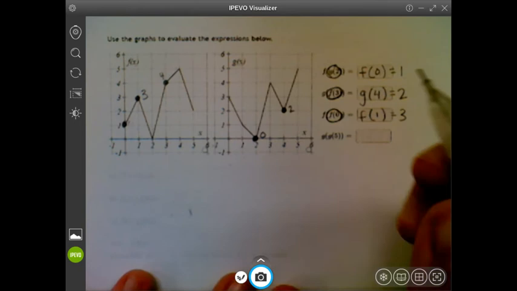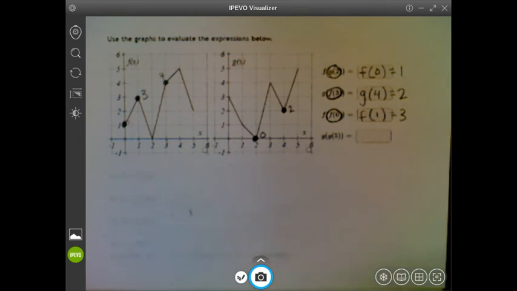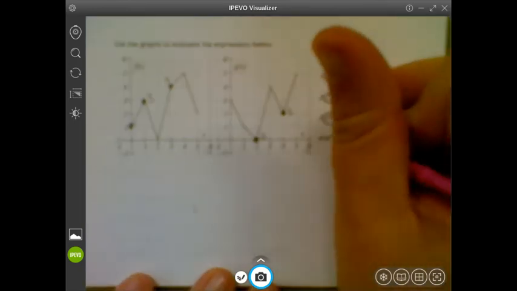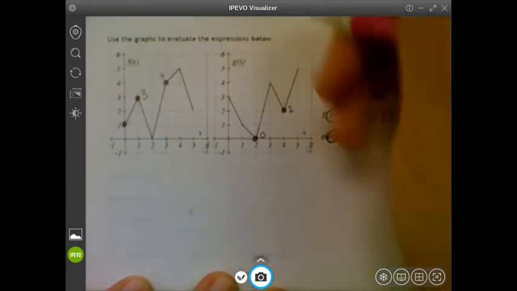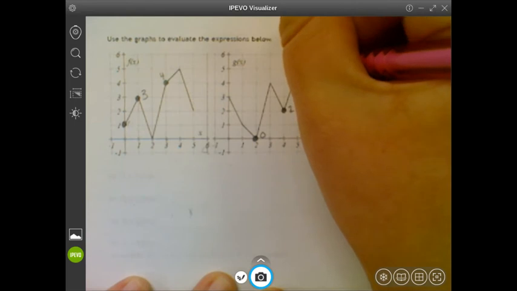And last but not least, if you want to hit pause again and try this one on your own, you can give it a shot. We're going to find g of 5. Well, g of 5 is this point here, and g of 5 is equal to 5.